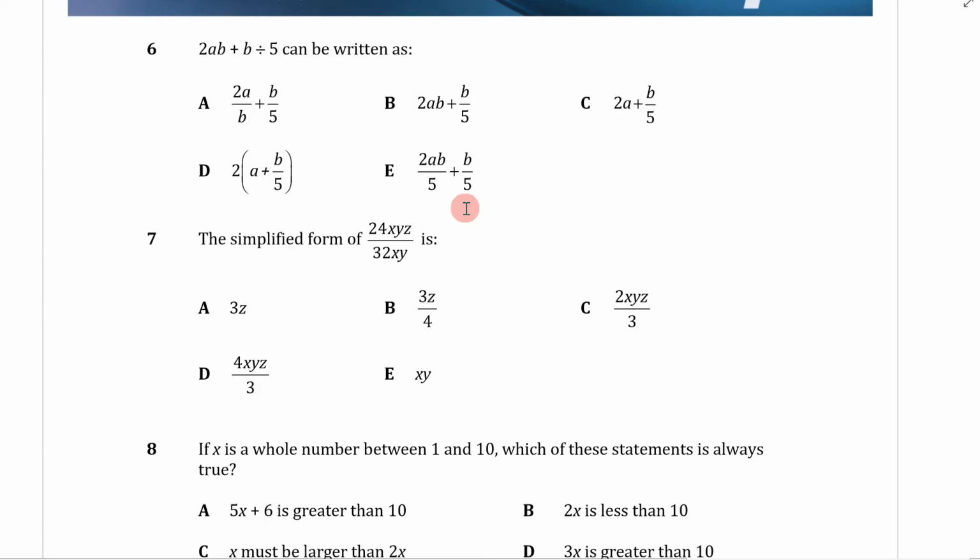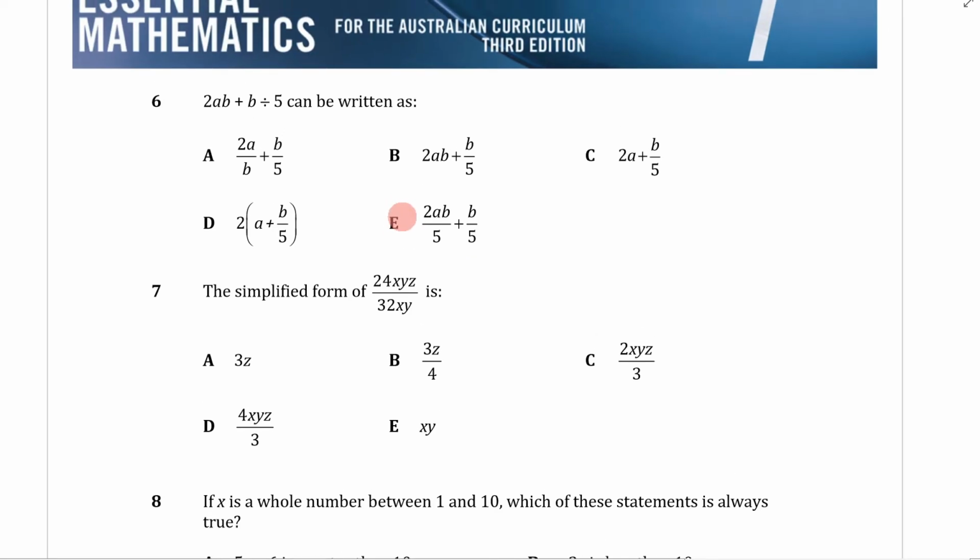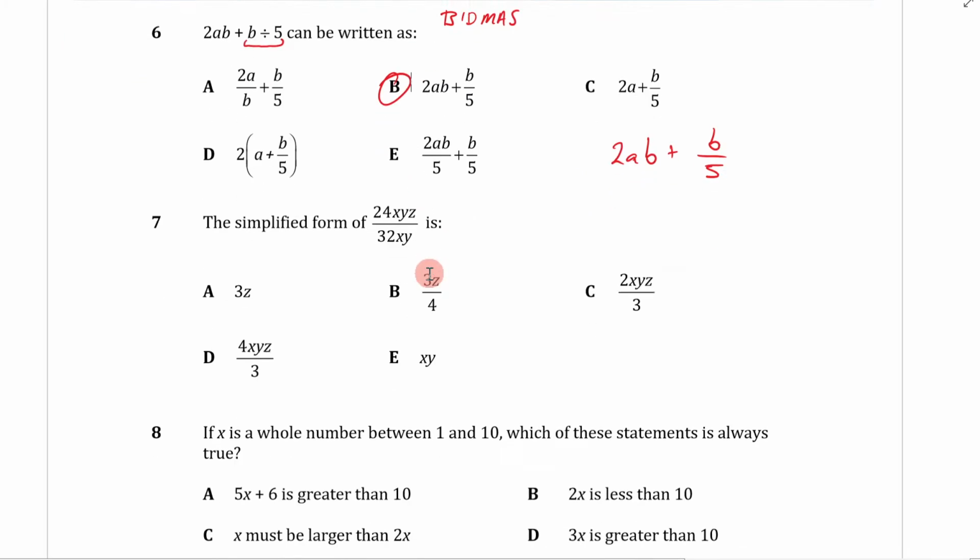Next one. This can be written as, which are the following here? All right. This is where you've got to remember BIDMAS. What does BIDMAS tell us? BIDMAS tells us that you do division before addition. So this is going to be 2AB plus B on 5. Because this here is what you're looking at first. This is B on 5, and then you're adding to it. So which of these is going to be my answer? It's going to be B. 6B is my answer.